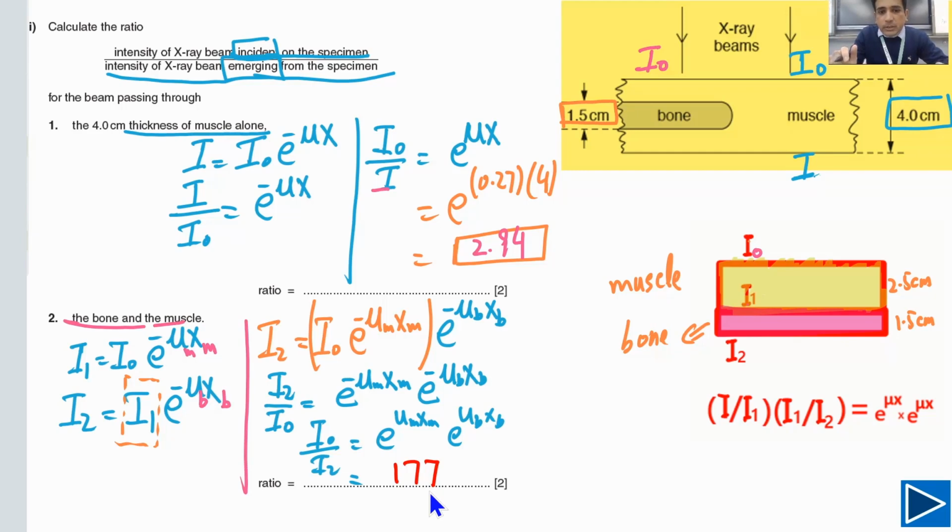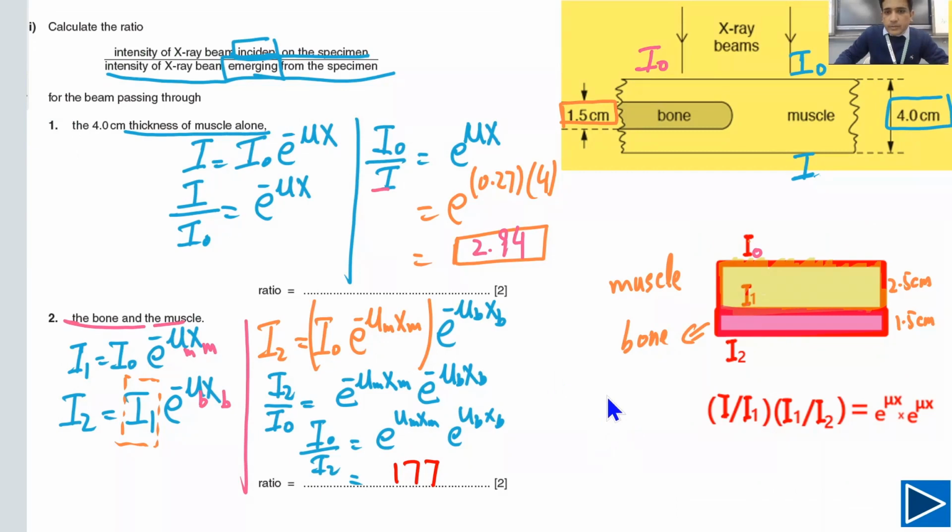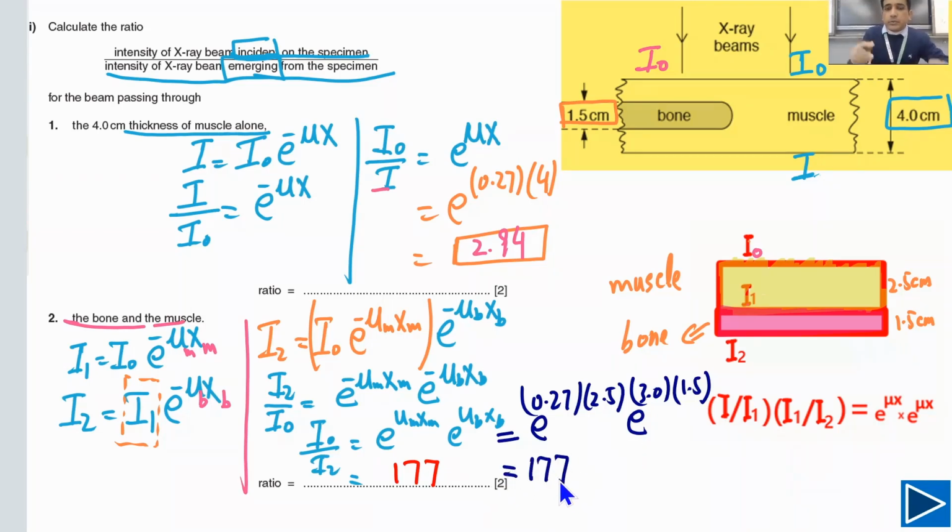So your answer has to be 177. You can simply plug in values and you will find the answer. You can see here what is given to you is 0.27 and 3.0. So we can plug in values here. So let me plug in values and make more space for you. Simply what you need to do now: for the muscle, mu is equal to 0.27 and x for the muscle is 2.5, and for the bone we have 3.0 and 1.5. Now you can use your calculator and finally you will get your answer 177. So this one is the final answer.